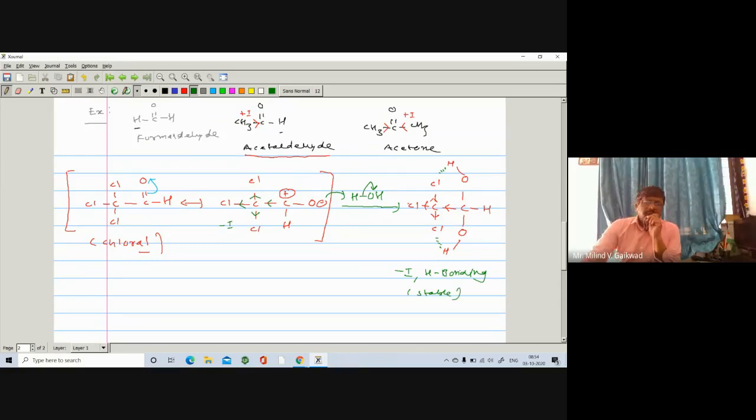So they may ask why chloral can undergo hydration very easily, right? So you get the chloral hydrate. So this compound is chloral hydrate. This chloral hydrate is found to be more stable. Why? Because the hydrate form is further stabilized by the hydrogen bonding.